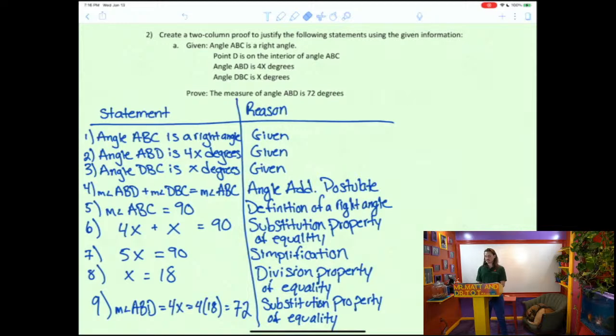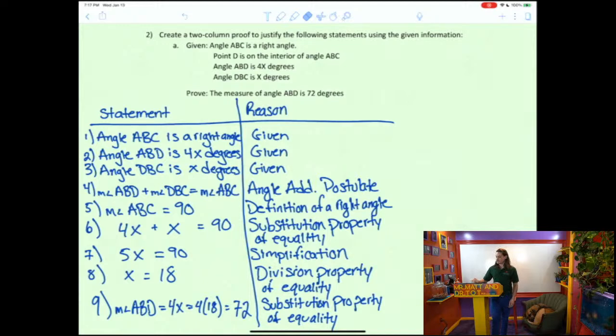So 4x plus x is equal to 90. We can say now through simplification that 5x is equal to 90 because 4x plus x is equal to 5x. Dividing by 5, we're going to find x is equal to 18. And then finally, using the substitution property of equality, we can substitute in 18 for x as the common multiple in the expression 4x that represents the measure of angle ABD. So 4 times 18 is 72, and that proves the statement that they asked us to prove.